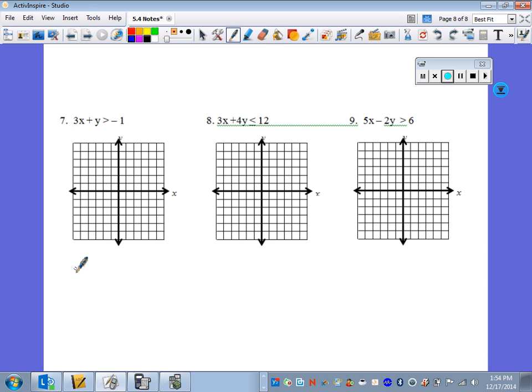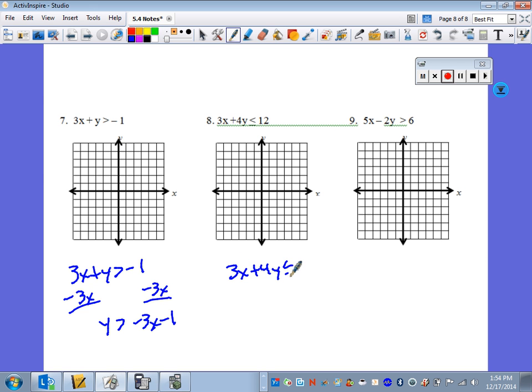So here you have 3x plus y is greater than negative 1. Subtract 3x from both sides. So you're going to have y is greater than negative 3x minus 1. Now just graph. This one, 3x plus 4y is less than or equal to 12.